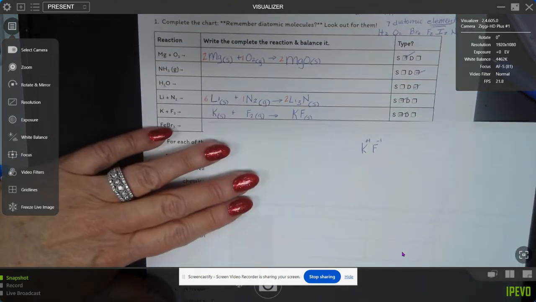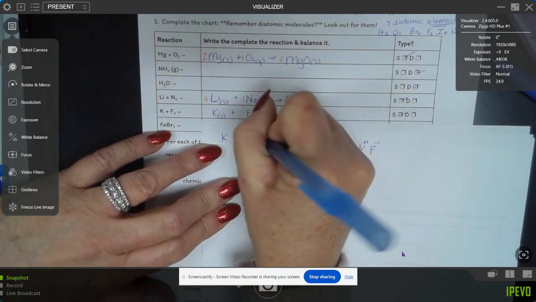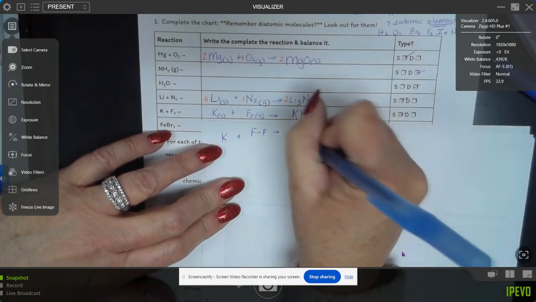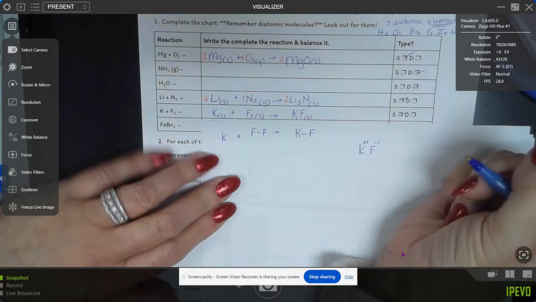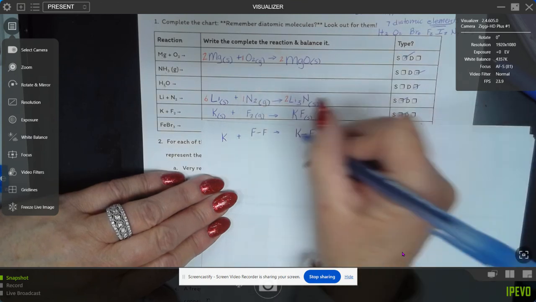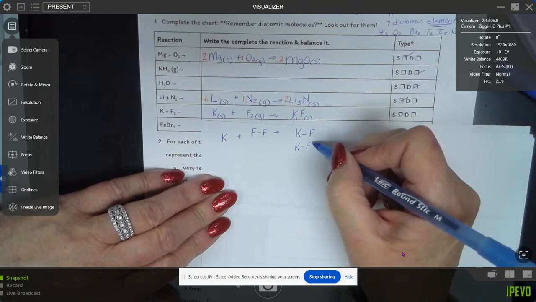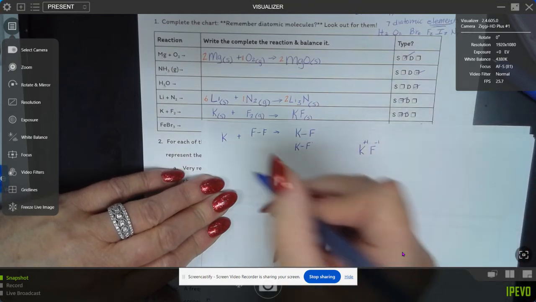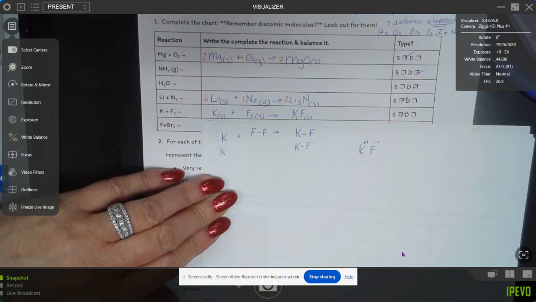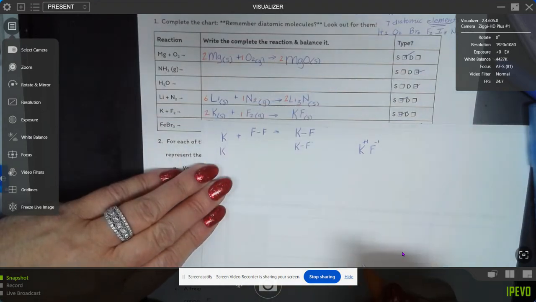So if we want to balance this, I have a potassium plus 2 fluorine react to give me KF. Here I've got 1 fluorine, here I've got 2. So I need a second one of these to give me a second fluorine. That also gives me a second potassium, so I need to add a second potassium here. And then I'm balanced. So I've got 2 potassium, 1 fluorine, and 2 potassium fluoride.